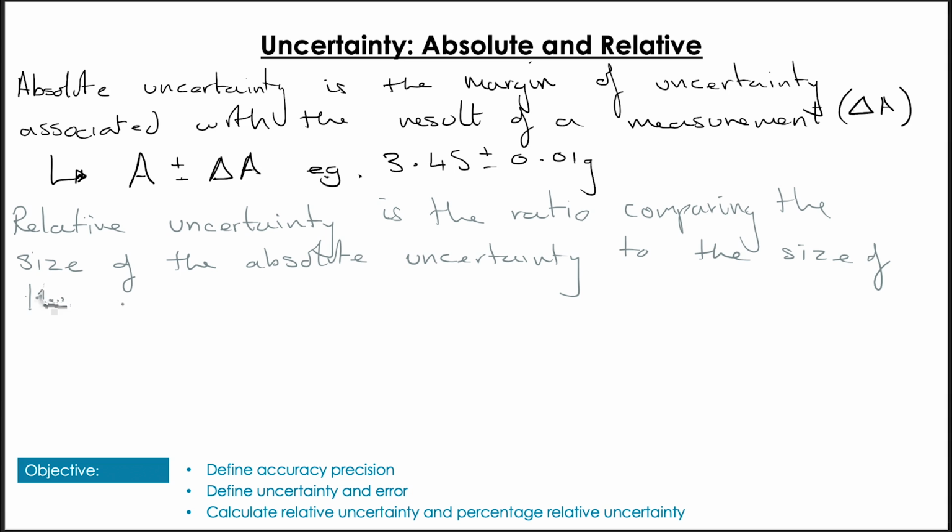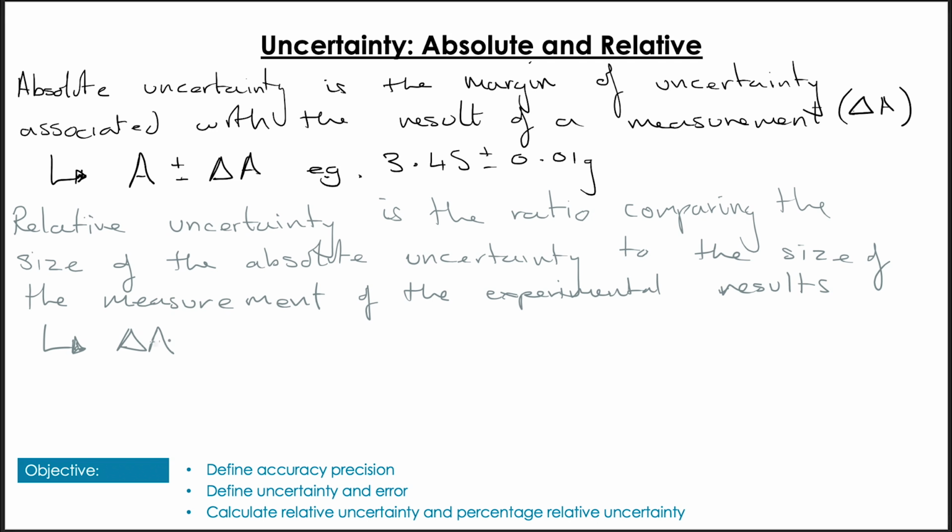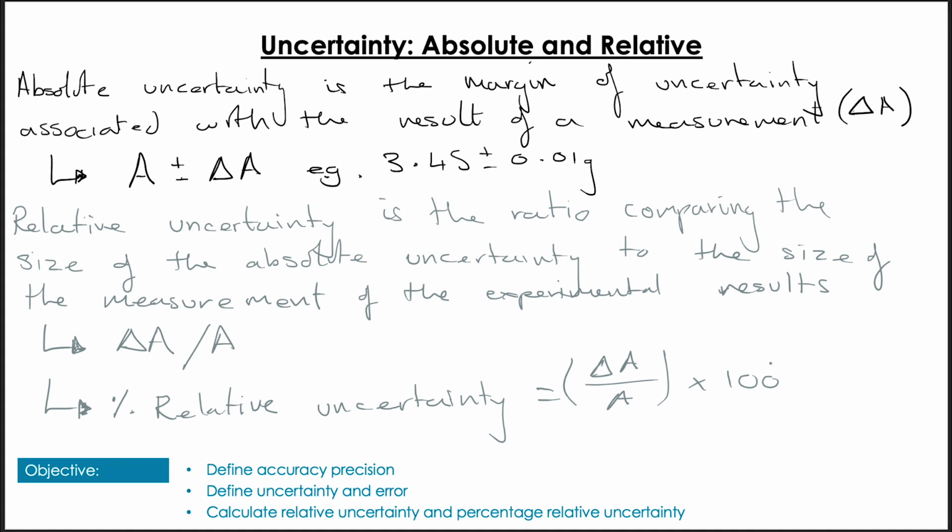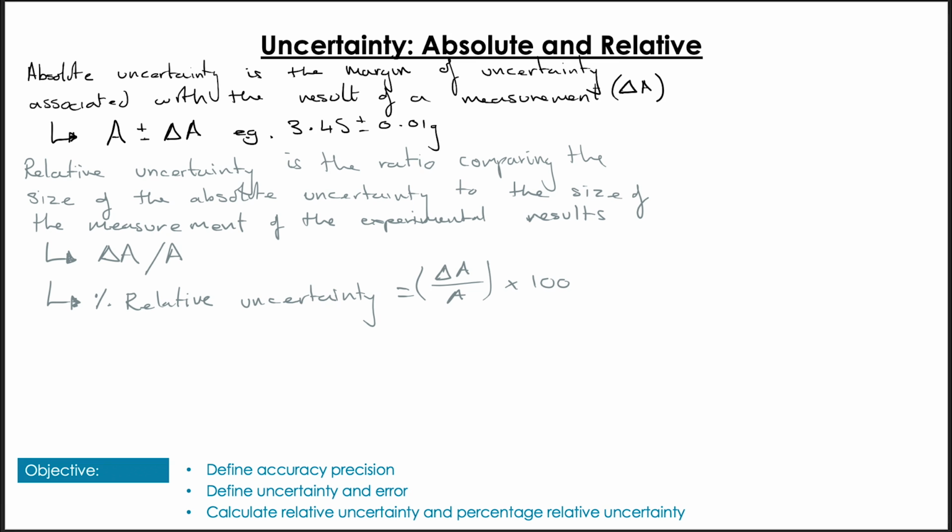Relative uncertainty tells us the ratio of the size of the measurement that we've taken compared to the absolute uncertainty. And the calculation for this is very simple. We're just going to take the absolute uncertainty of the measurement we've taken, divided by the value of the measurement, and then multiply it by 100. That gives both relative uncertainty and the relative percentage uncertainty, respectively.